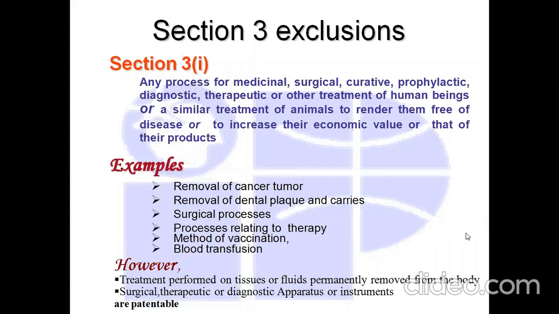This is Section 3(i), the exclusion. Any process for the medical, surgical, curative, or other treatment of human beings, or a similar treatment of animals to render them free of disease or to increase their economic value or their products. These are the exclusions, and they are not patentable. You can define a new method to remove a cancer tumor, but you can't patent this.